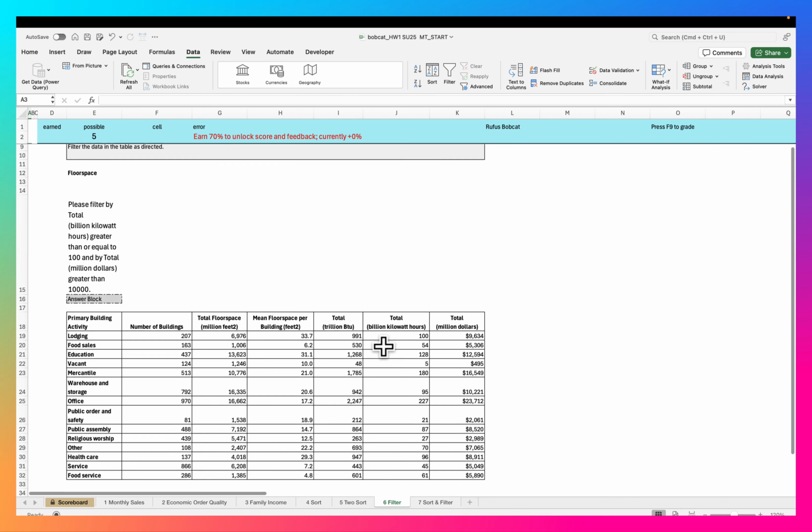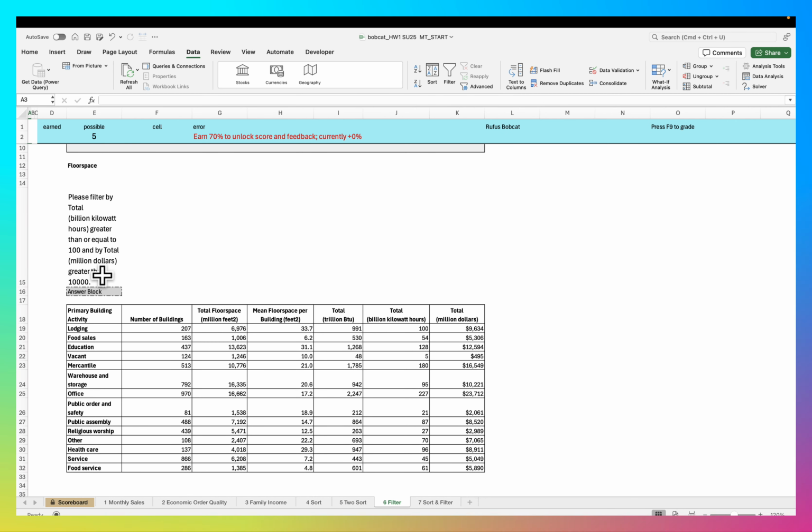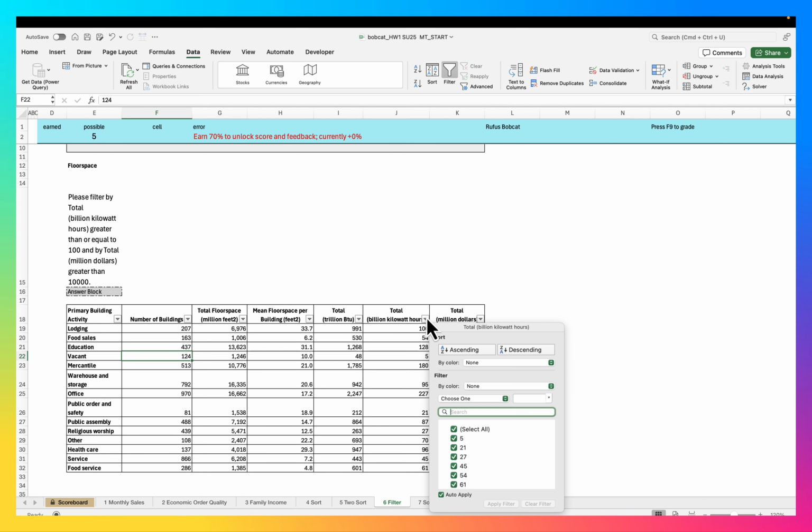Then you have an assignment on filter. So here you're filtering. Very similar, you click inside the table, instead of hitting the sort, you hit the filter, and then you hit the drop down arrow. This is on billion kilowatt hours. So the first filter starts here, so click here, and then pick the condition, greater than or equal to, here, and then put the value that it's greater than or equal to.